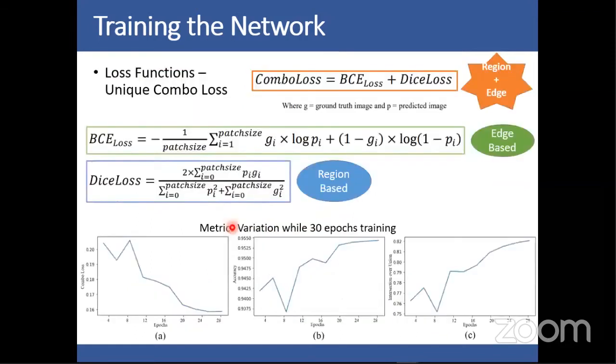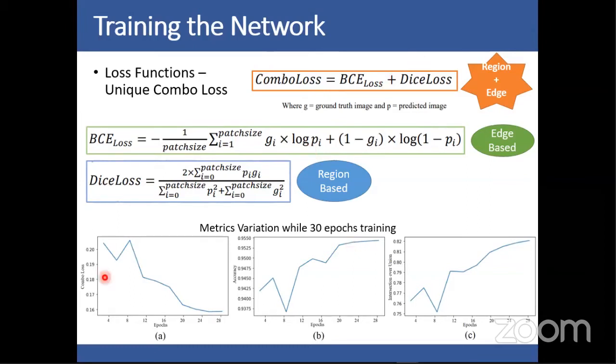What we have tried to do uniquely in this deep learning model is to use a unique sort of loss. Loss is basically a function which is used to train the network, and with every increase in epoch, the loss has to decrease. There are two types of losses, binary cross entropy loss and the Dice loss. BCE loss will focus on the edge, while the Dice loss will focus on the region. When we combine both of these, it becomes very helpful when we want to account for the irregular shape as well as the blurred boundary. And hence we are using a combo loss, which is basically a sum of both these losses.